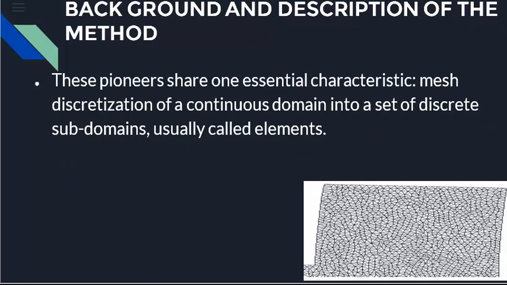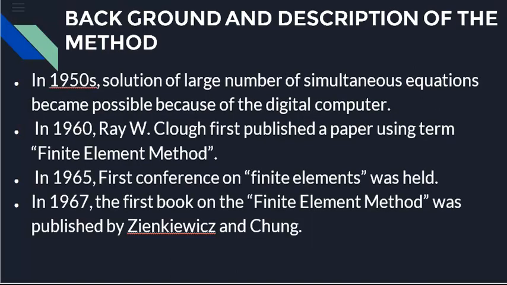Both of these pioneers, Alexander and Richard, shared one essential characteristic, that is mesh discretization of a continuous domain into a set of discrete subdomains, usually called elements. Later, in 1950, the solution of a large number of simultaneous equations was made possible because of the digital computer. In 1960, Ray W. Clough first published a paper using the term finite element method.